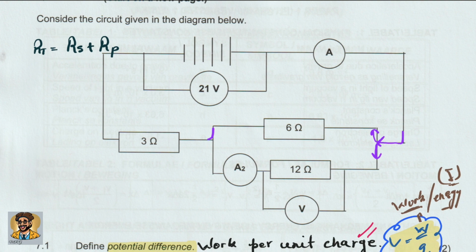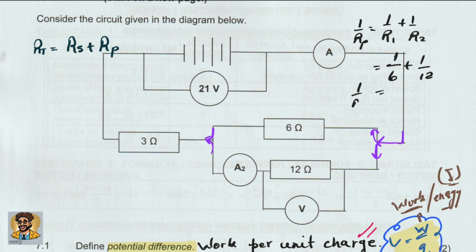But here, the current comes together again and joins at 1 point. So the 3 ohm is in series, but the 6 and the 12 are in parallel, and then they are in series with the 3. So the first thing we're going to do is calculate the resistance in parallel, which we are going to do on this side here. Remember, 1 divided by Rp is equal to 1 divided by R1 plus 1 divided by R2. Then we substitute. We have 1 divided by 6 plus 1 divided by 12, and we get that this is equal to 1/4.